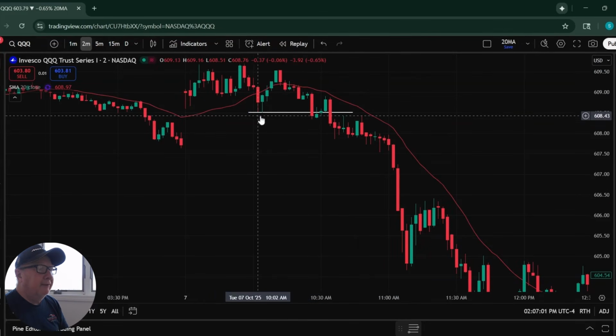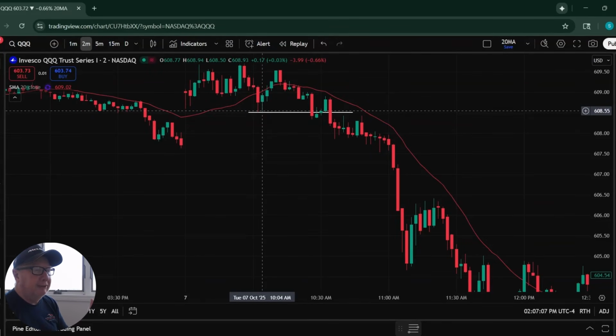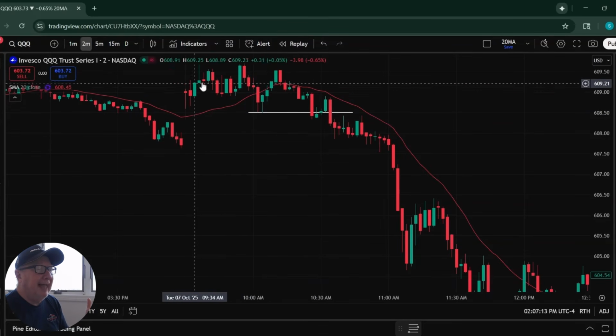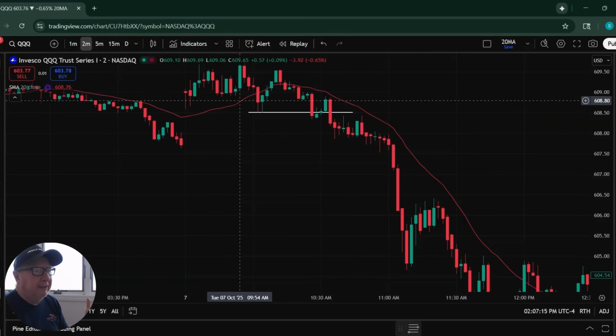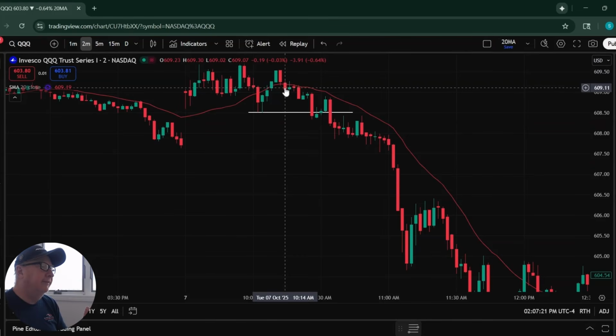Right there, this was a tweezer bottom from this little downturn here. This is the 2-minute chart. I get a move back above the 20. Right, nothing is really happening here as I move near the 20, a little away, below the 20, back a little bit above the 20. None of this is an entry for me.